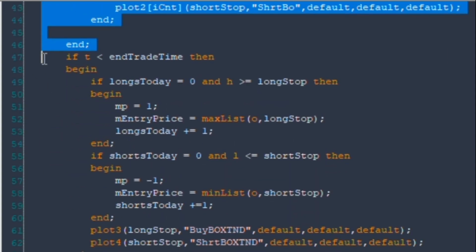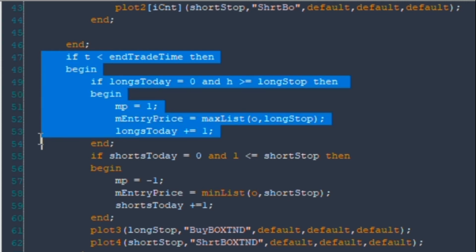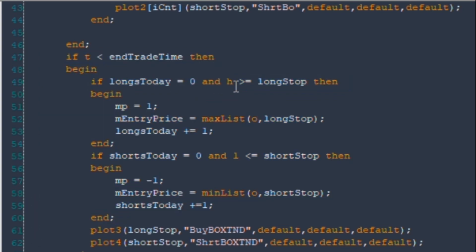So as long as my time is less than in trade time, I need to do work, basically. And what I need to do is keep track of whether I've entered a long position or not. And that's what this code is doing. Okay, I'm saying, if long today equals 0 and the high of the day exceeds or equals the long stop, that means I took a long position.